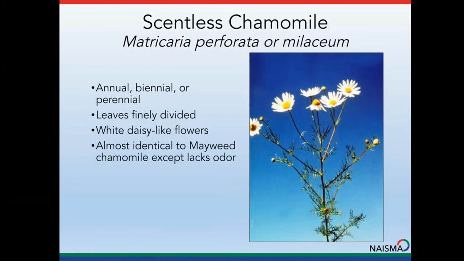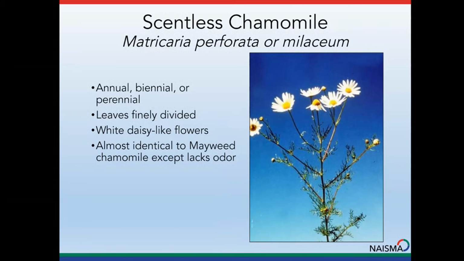Scentless chamomile is one of those species that kind of does what it pleases. It can be an annual or a biennial. In some cases, it can overwinter and become a perennial. Its leaves are very divided, kind of lacy and dainty, and it has white daisy-like flowers with yellow disc flowers in the center and white ray flowers on the outside.